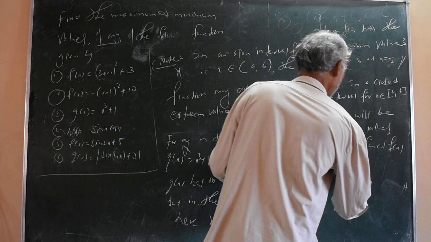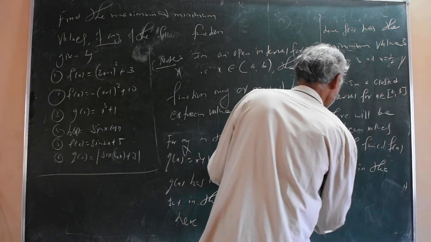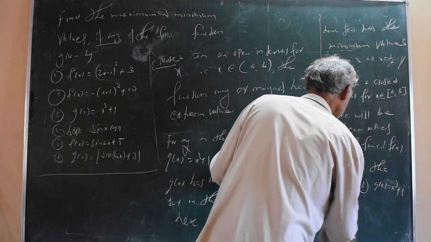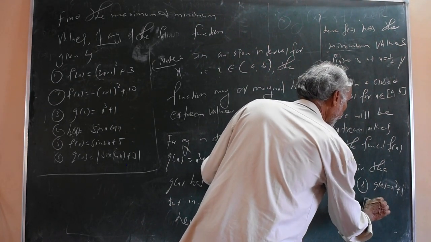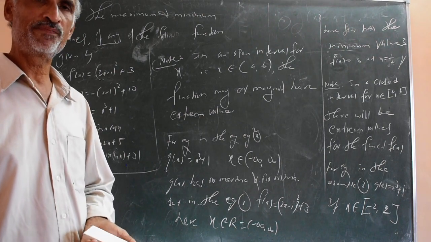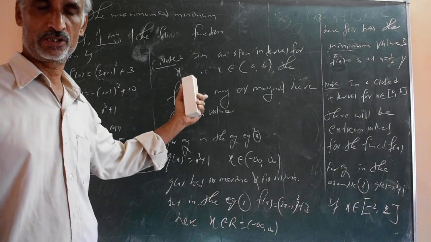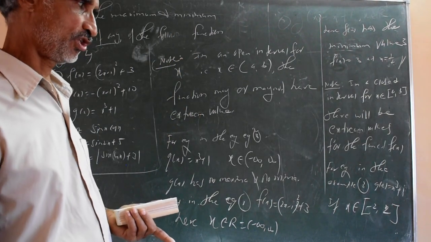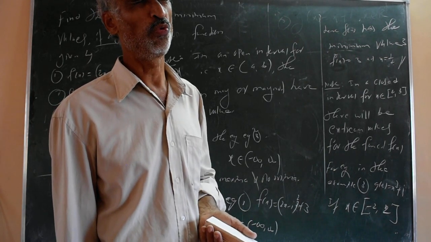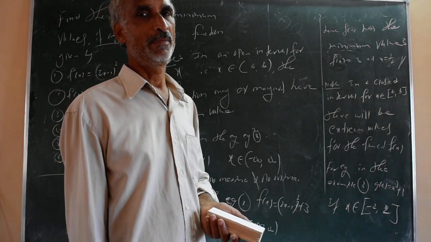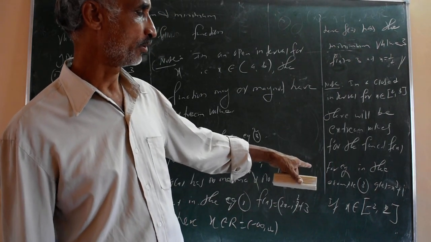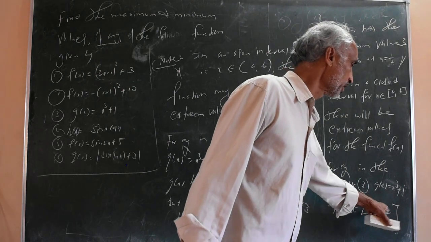For example, in example 3, g of x is equal to x cubed plus 1, if x belongs to the closed interval minus 2 to 2. Look at the chart I took in the previous discussion, x ranges from minus 2 to plus 2. Then the minimum value is minus 7: when x is minus 2, the cube is minus 8, and minus 8 plus 1 is minus 7. The smallest value of x is minus 2 and the biggest value of x is plus 2.